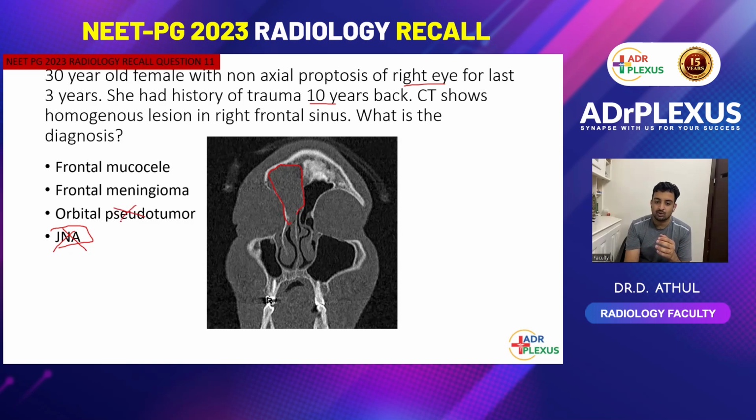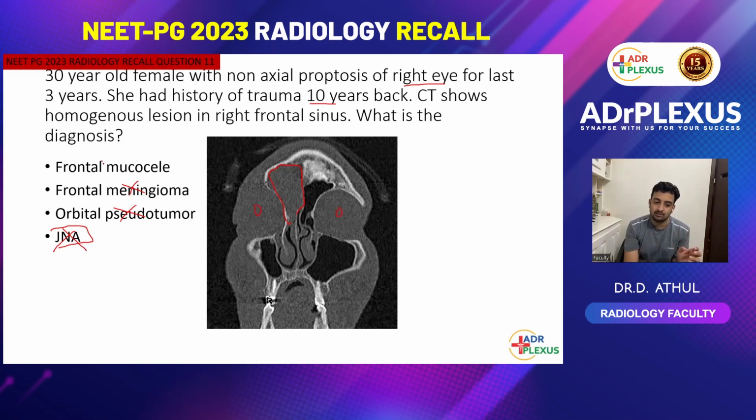This is not orbital pseudotumor because this is the right orbit, this is the left orbit, and the lesion is within the frontal sinus. So you can exclude and eliminate. And this is not frontal meningioma, because meningioma occurs from the frontal region of the brain, not from the frontal sinus. For meningioma to develop, we need a dura there, a layer of meninges. Frontal sinus will not have any layer of meninges. So that is not frontal meningioma.